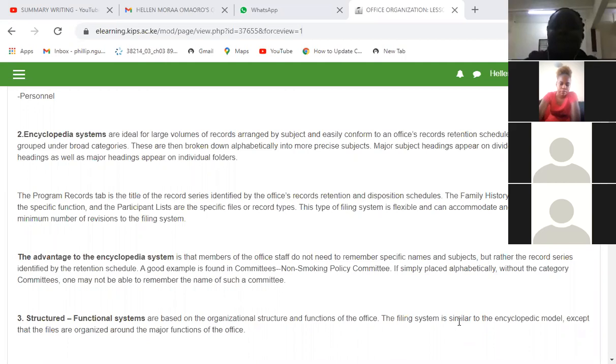Structured functional system. Structured functional systems. So when you are using structured functional systems, how are we supposed to arrange our filing? Remember, it is structured, functional. Okay, the files are organized according to the major functions of the office. Do you remember the major functions of an office?